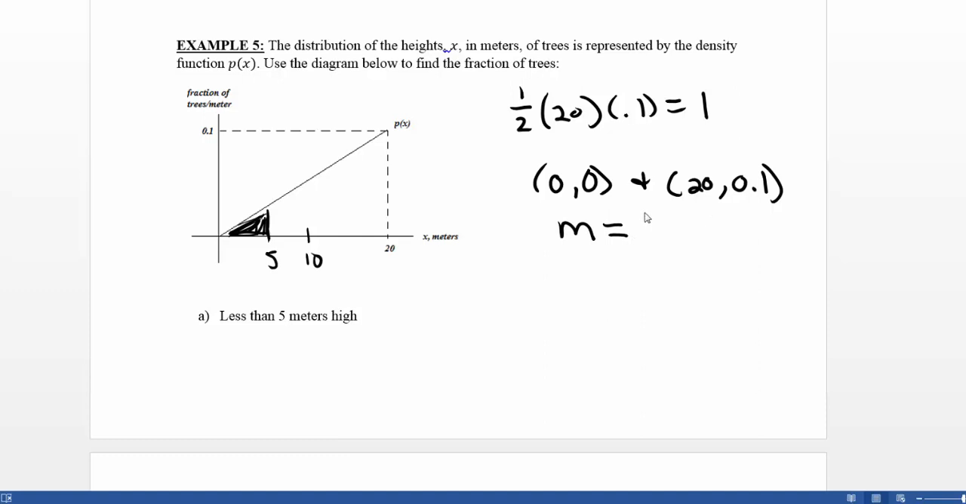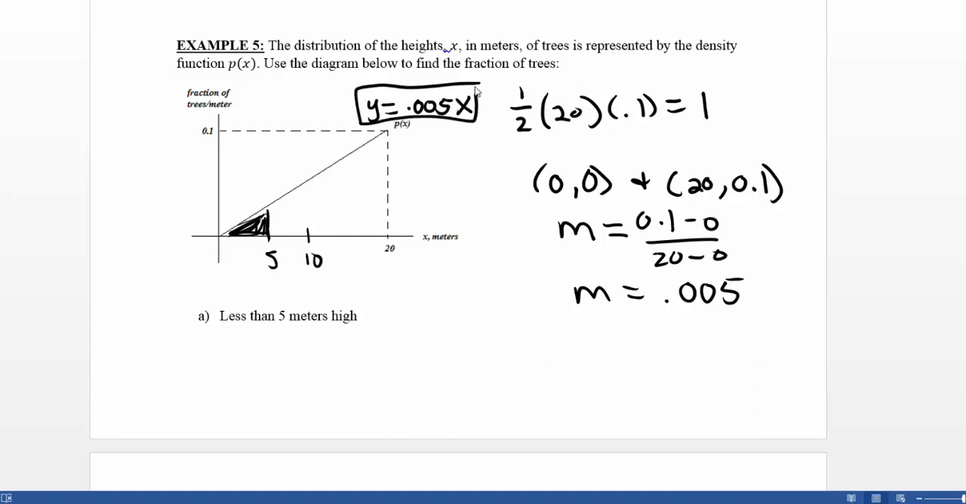The slope is change in y over change in x, so 0.1 minus 0 divided by 20 minus 0, and we get a slope that's equal to 0.005. Now, remember, the equation of a line is y equals mx plus b. We have the m, but what about the b? Remember that b is your vertical intercept. It's where the line crosses through the vertical axis. Well, here it crosses through at 0. So therefore, b is 0. And the equation of our line is then y equals 0.005x. That's our density function. That's what models what we're looking at.